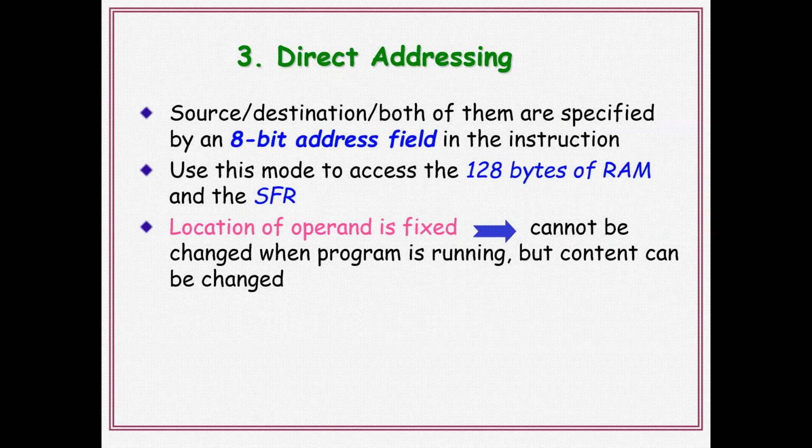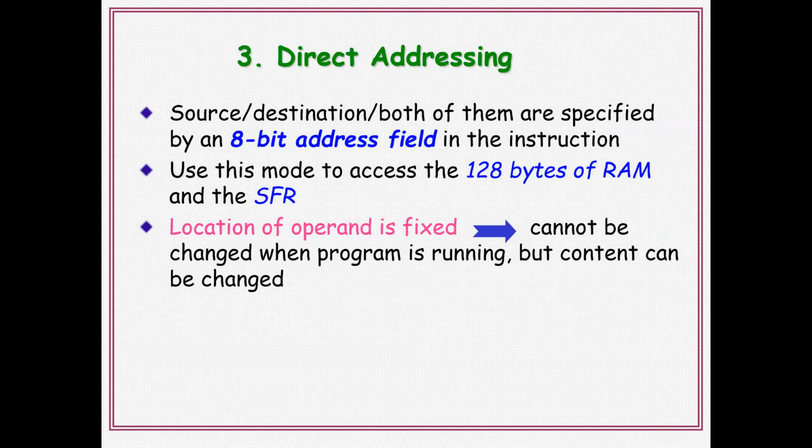Use this mode to access the 128 bytes of RAM and special function registers. Already we discussed that internally 256 bytes of RAM is available. 120 from the first lower 128 bytes are available for general purpose. Higher 128 bytes are reserved for special function registers. That total 256 bytes of RAM can be accessed by using this direct addressing mode.